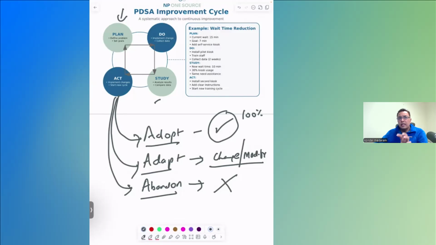During the do phase, they test a solution of automatic text reminders for a small subset of patients. Two weeks later, they gather data and discover that while attendance improved, some patients missed reminders due to outdated phone numbers. Using these insights in the study phase, the team refines their process by verifying contact details and offering call reminders. Finally, in the act phase, they roll out the improved system across the clinic, ensuring more patients benefit from it.